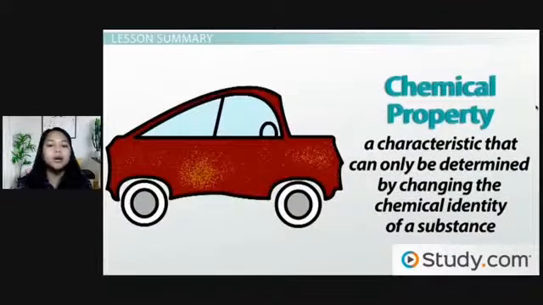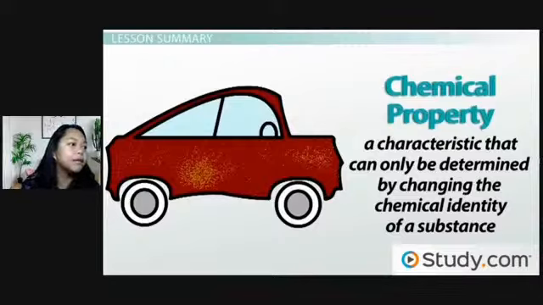Chemical properties, on the other hand, it is a characteristic that can only be determined by changing the chemical identity of a substance. So kailangan mo munang ipa-react yung substance para ma-measure mo yung chemical property niya. And so, letter B po ang ating choice. The ability to form rust, no, or to react with oxygen is an example of a chemical property.